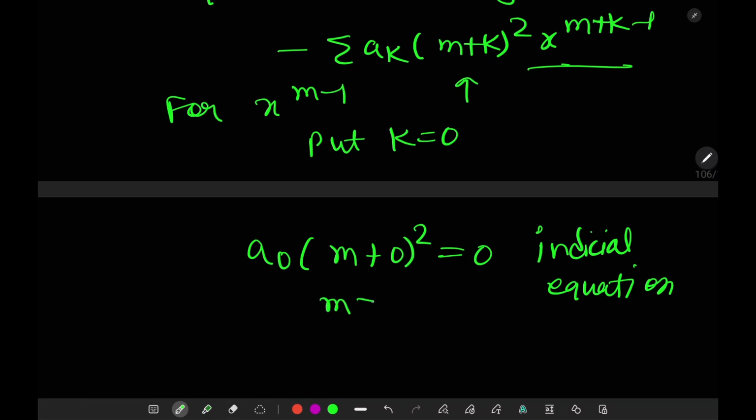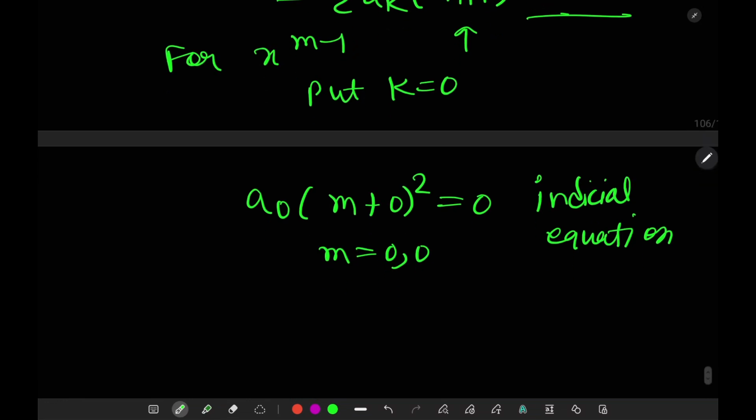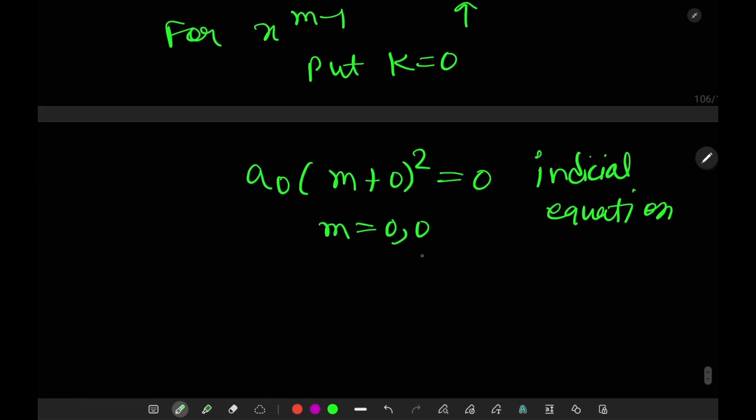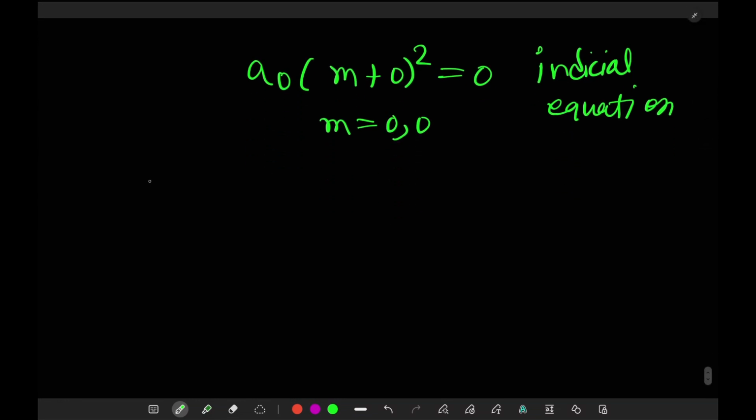Now here m equal to 0, 0. Now this follows the second case, when the roots of the initial equation are equal. These are equal roots, so we use here the second case.